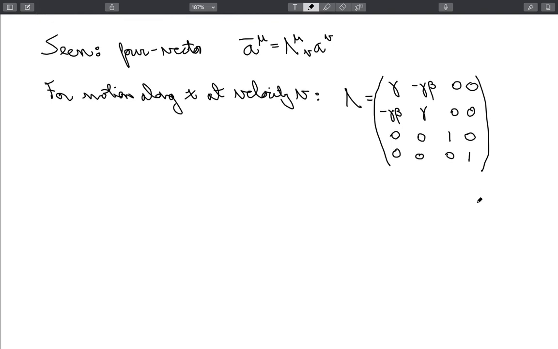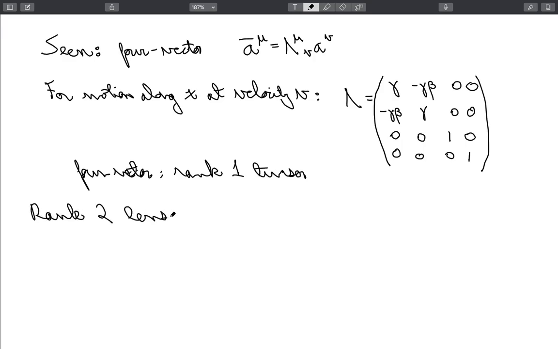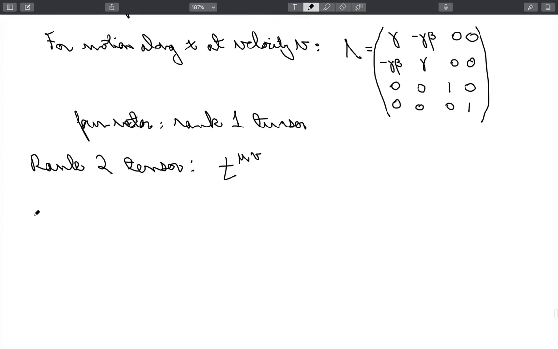Now we can think of other objects that have multiple indices. An object like a 4-vector is known as a rank 1 tensor. So a 4-vector has rank 1 as a tensor. If I had a rank 2 tensor, I would have 2 indices. So I would think of an object, say, tensor T with indices mu, nu. And now the fun thing is the transformation law.